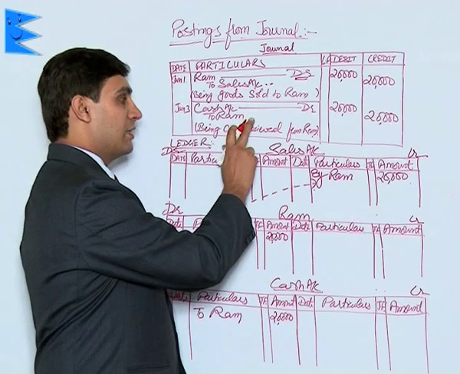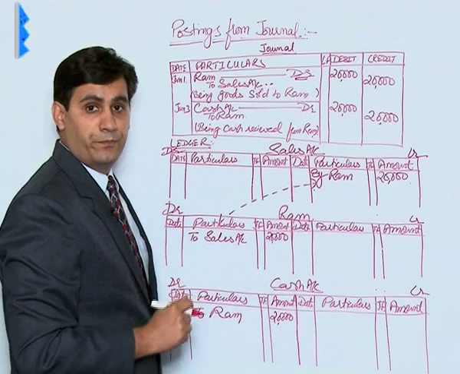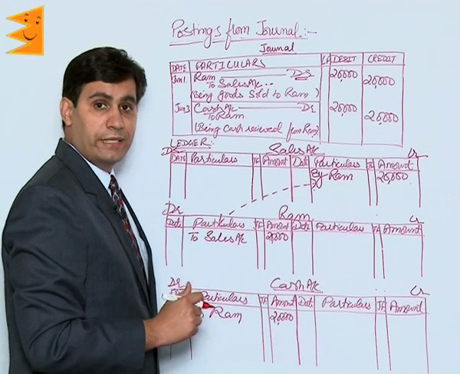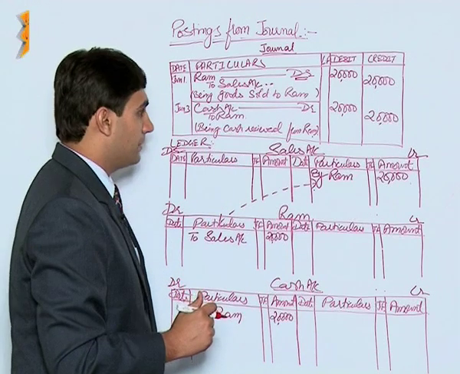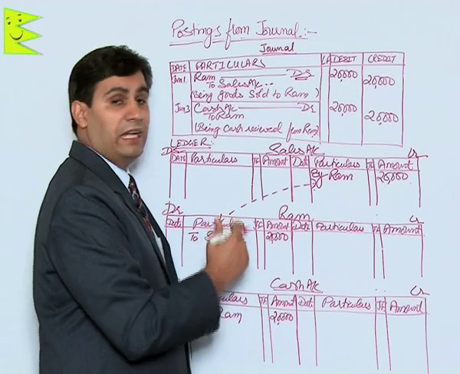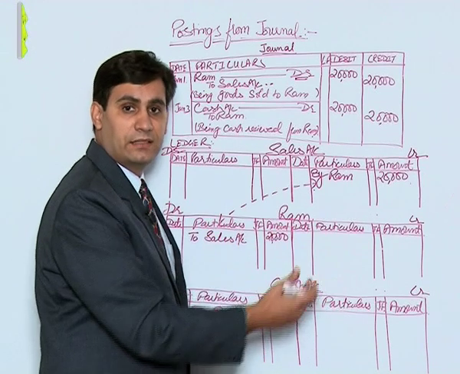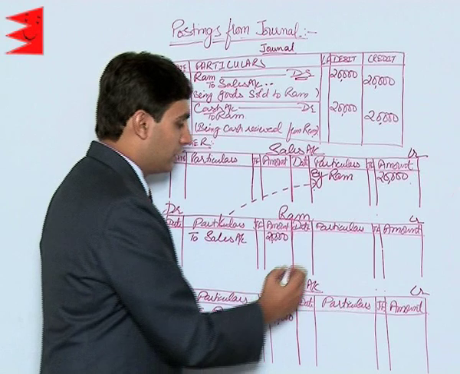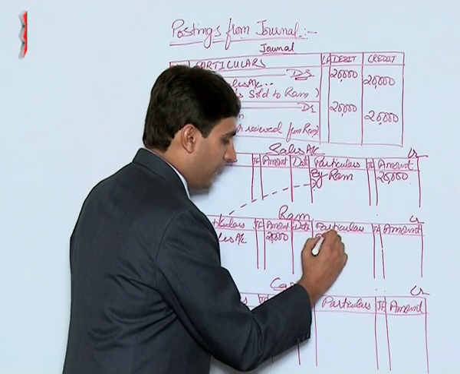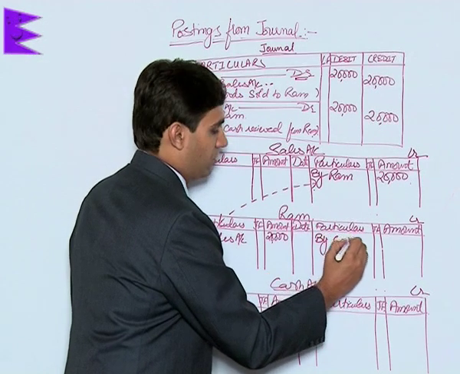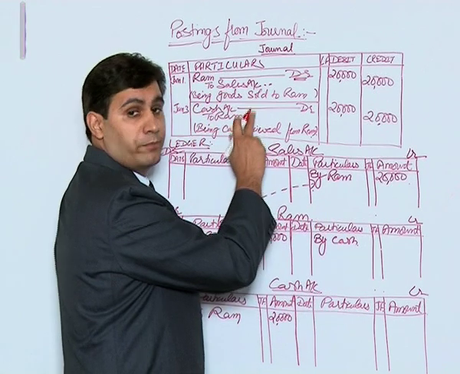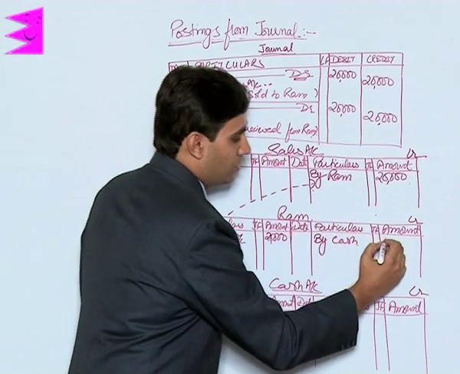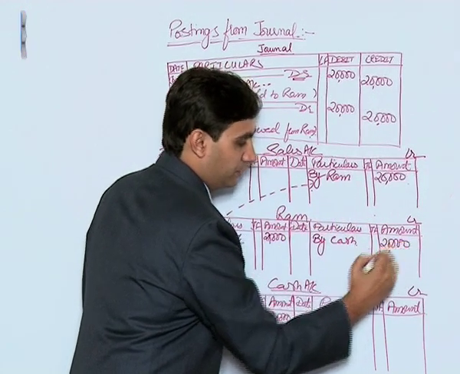Again, the same process should be repeated for Ram. Ram's account has been credited. Since Ram's account has been credited, the entry will appear on the credit side, and the credit side is the right hand side. So on the credit side of Ram, we will write By Cash, as it was credited by Cash. So the amount would be 20,000.